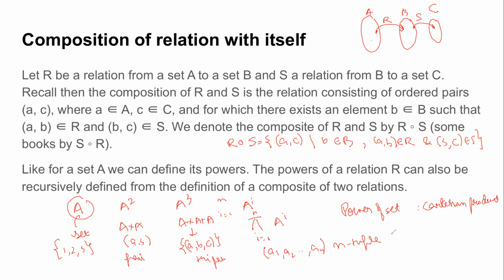Now the question comes: how can you take the power of a relation? That is, if I have a relation R, how can I find R square, R cube, and so on and so forth, like R^n?